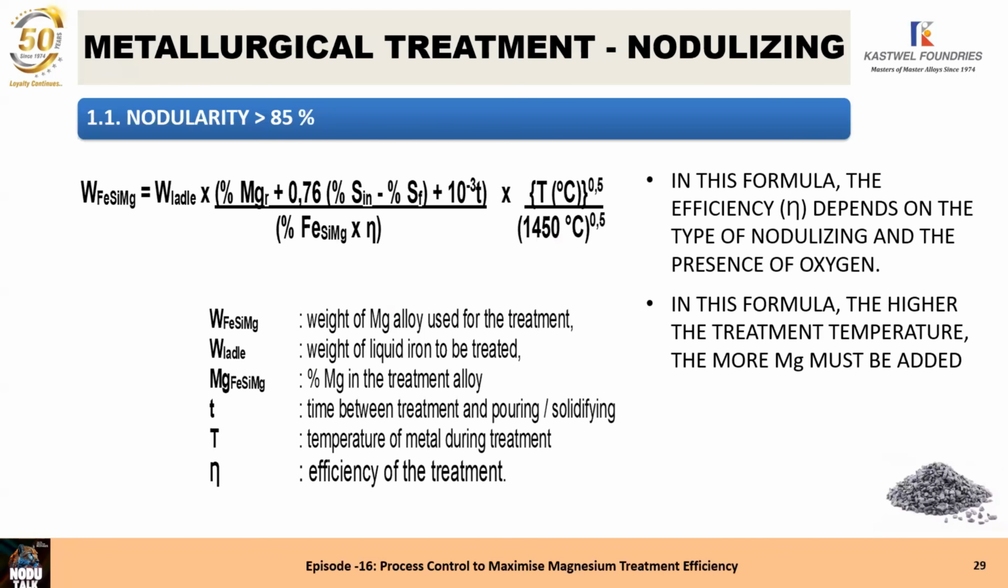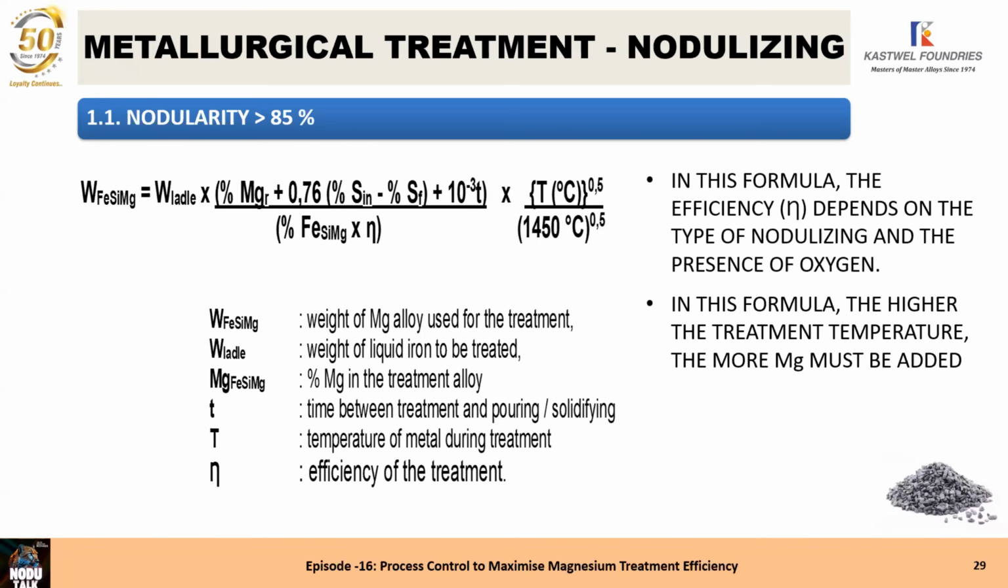The metallurgical treatment of nodularizing is worked out from this formula. The weight of the ferrosilicon magnesium required is equal to the weight of the metal in the ladle multiplied by the percentage magnesium residual required in the final casting, plus the amount of magnesium tied up between the initial sulfur and the final sulfur and the time spent after the magnesium treatment and before pouring and solidification of the metal. This is divided by the magnesium content in the magnesium ferrosilicon alloy and the efficiency of the process.